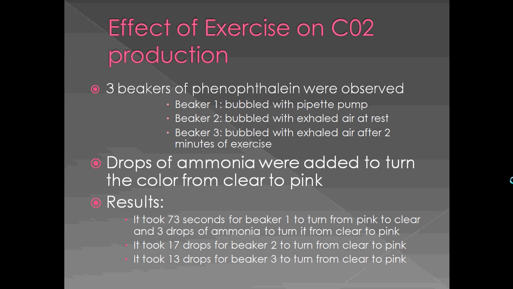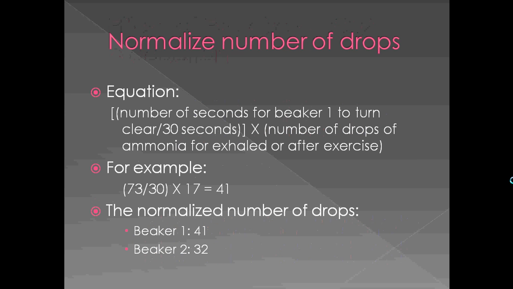We had to normalize the numbers of drops, so to find the normalized number of drops for Beakers 1 and 2, we used the equation that's shown above. The normalized number of drops for Beaker 1 that has exhaled air is 41, which is higher than the normalized number of drops for Beaker 2 that had exhaled air after exercise, which was 32.